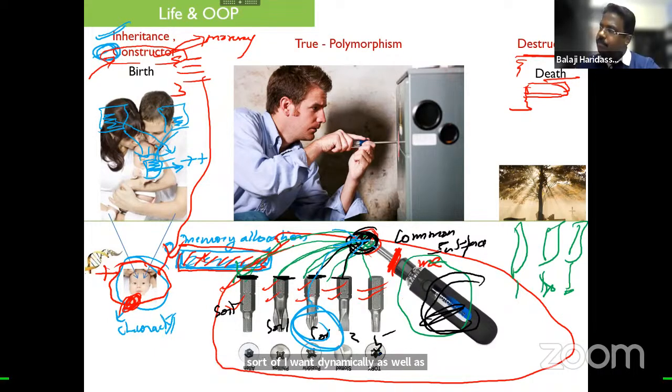This is true polymorphism in C++ or in any programming language. True polymorphism. Are you able to hear me? Looks like the internet is... We are able to hear, sir. Okay, this is true polymorphism.